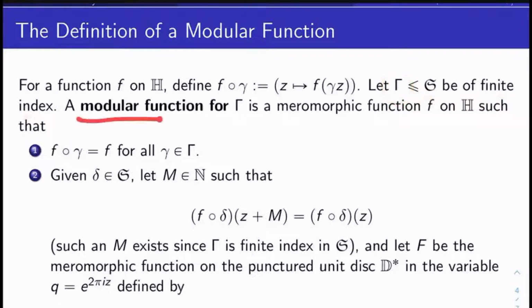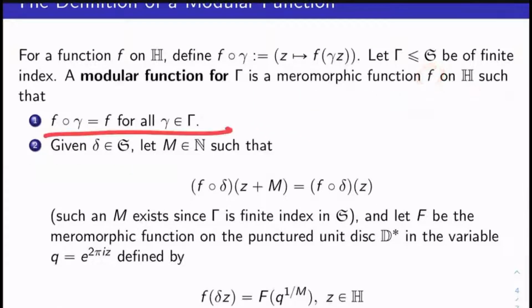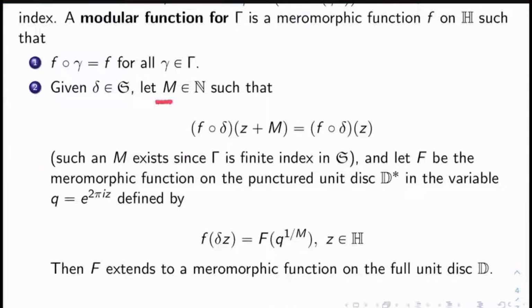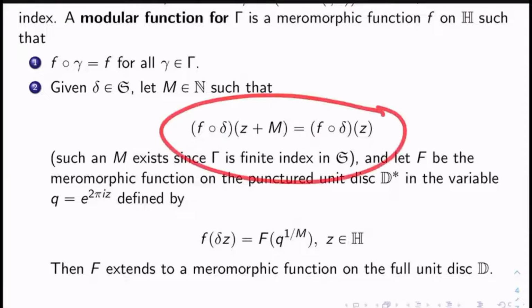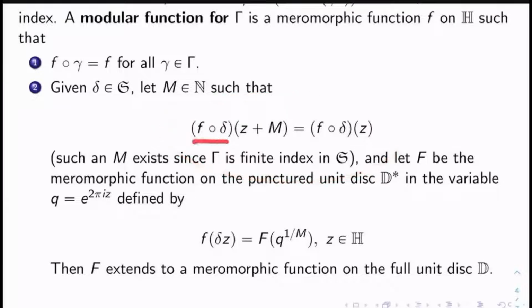A modular function for big Gamma is a meromorphic function f on H, which is invariant under composition by little gamma for all little gamma in big Gamma, and such that given delta in S, we can find a natural number big M such that f composed delta of z plus M equals f composed delta of z. So we've got an additive periodicity with period M for all of the functions f composed delta for all delta in SL2Z, in other words. And by the way, such an M exists because big Gamma is of finite index in S.